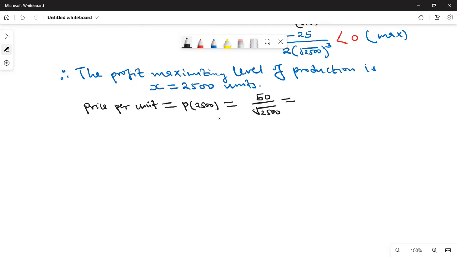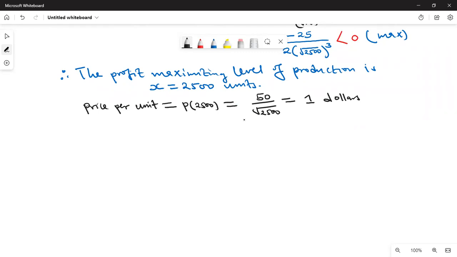And so that is 50 over 50, which is 1. So let's say it was in dollars. So that means the price per unit should be $1 for you to maximize the profit.